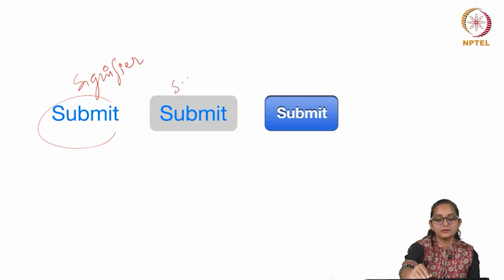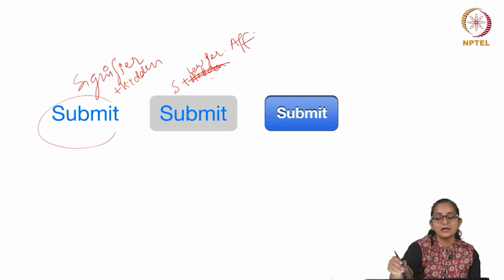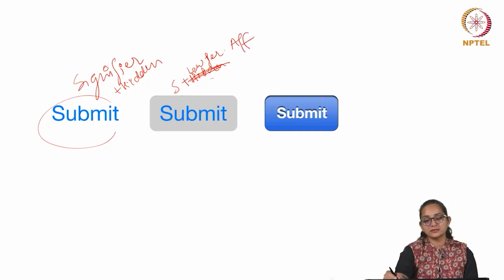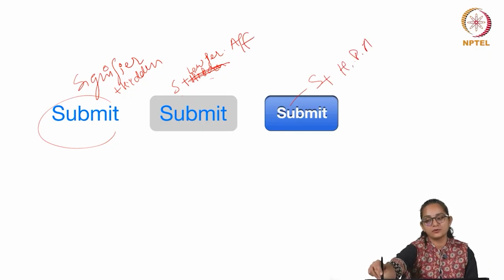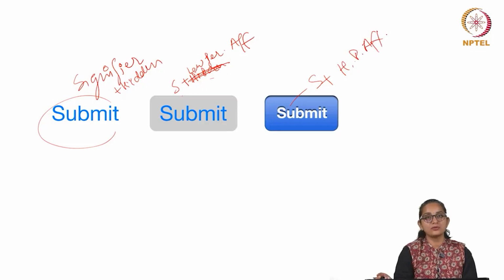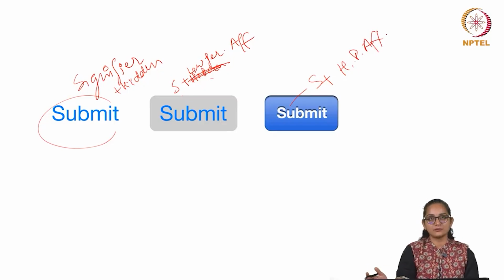This is signifier plus hidden affordance maybe, or less perceivable. This can be a hidden affordance because it may be a button, but just by looking at it you don't know. This is a low perceivability affordance. And with all of these other aspects, with the signifier plus high perceivability affordance, just by looking at it you know that if I press this button it will submit whatever you want to submit.